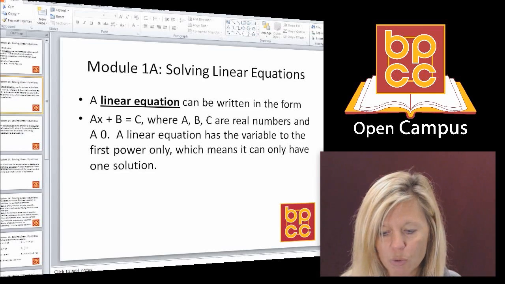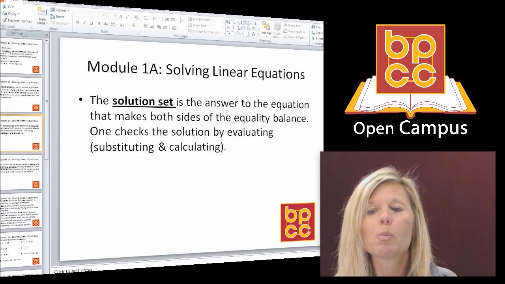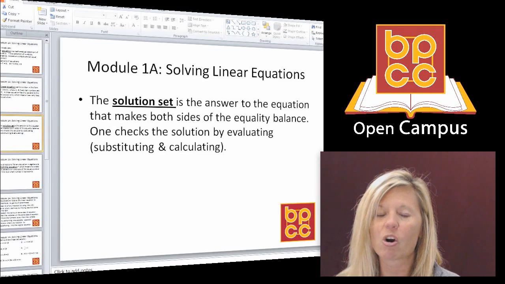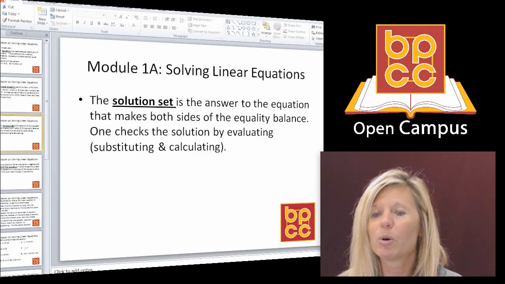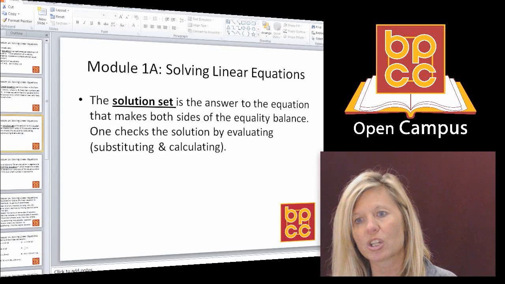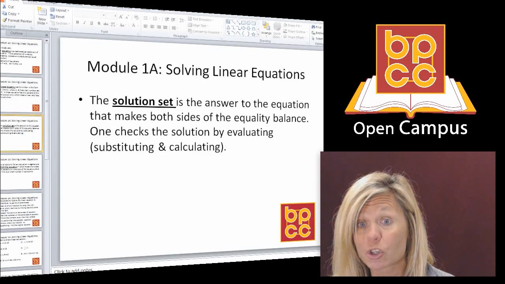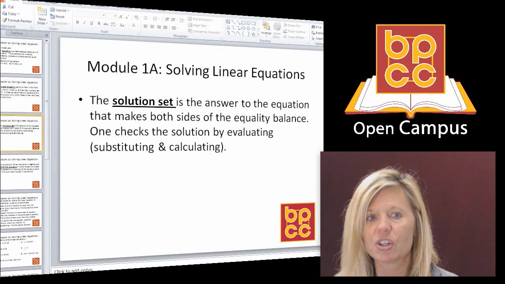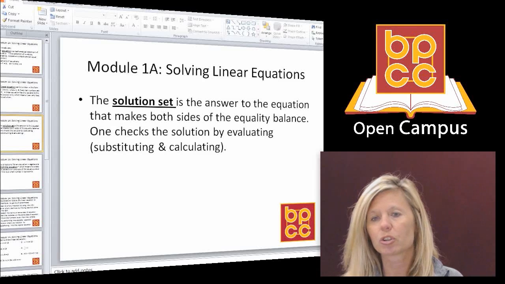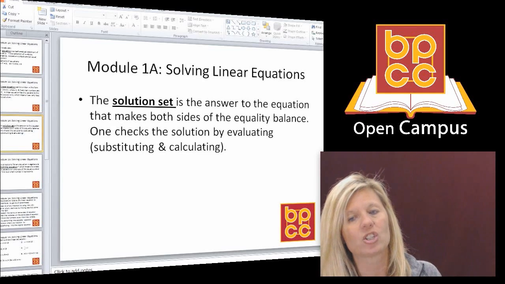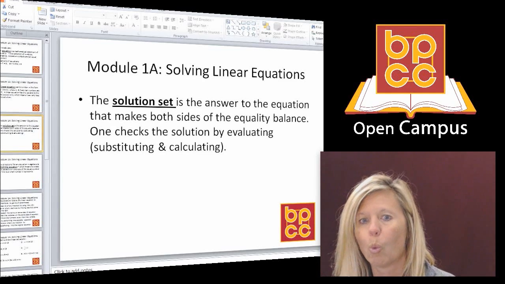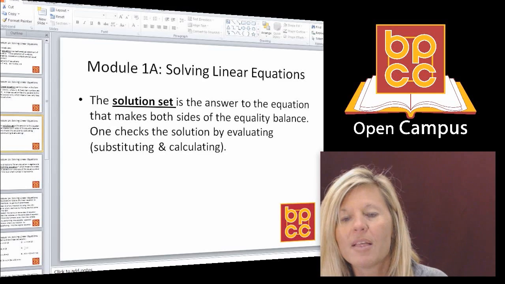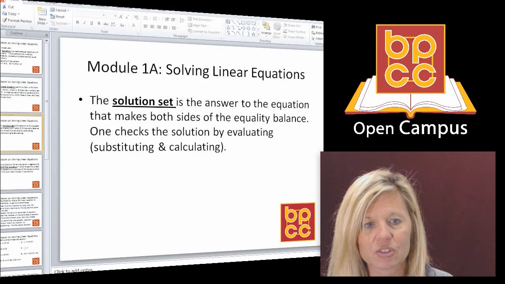Now, why is that so important? Because when we solve an equation, we get our solution, our answer. And with a linear equation, there's only going to be one answer because the exponent is the number 1. So the solution set to any linear equation is one solution, one answer, one number that makes the equation balance.